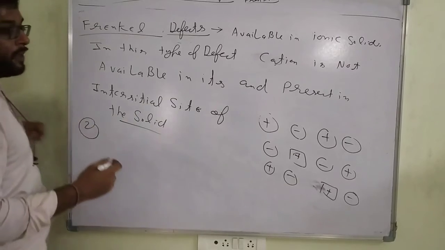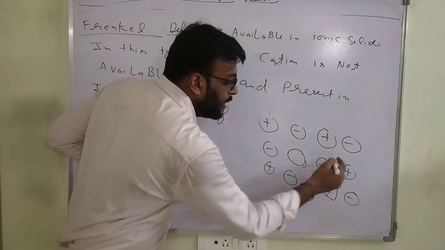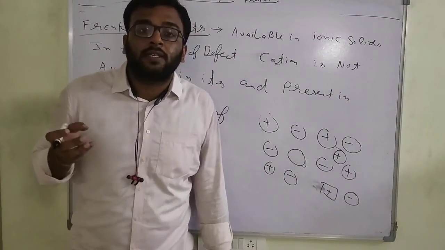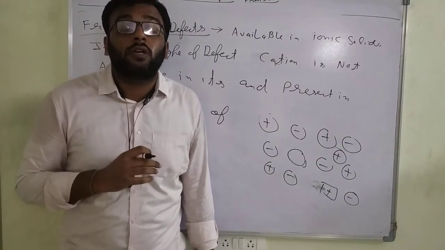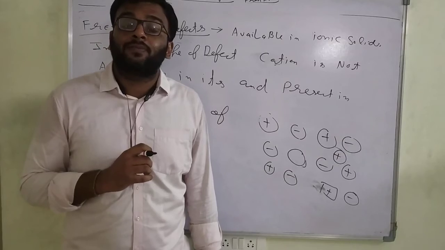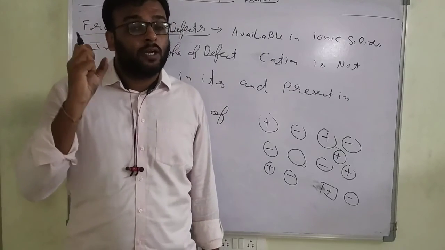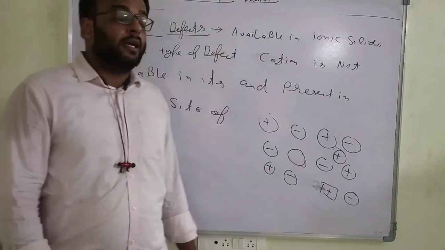Second point: suppose the cation should be here, but it is not available over here. The vacancy is over here, and the cation is available over here. Why? Because cation has a smaller size. It can be shifted anywhere as compared to anion. What is the reason cation has a smaller size? In 11th class, there is Fajans' rule. It explains that cation has a smaller size because it donates electrons, effective nuclear charge increases, so size decreases.